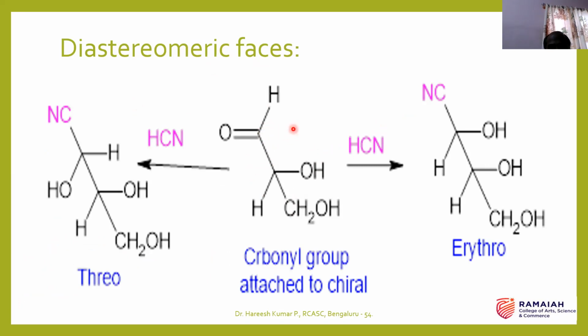So here there is a possibility of attacking CN minus from the Si face side, from the Re face side. And one more thing, here there is a possibility of getting erythro. Erythro means if the two hydroxy groups are on the same side. If the hydroxy groups are on opposite sides, it is called threo.